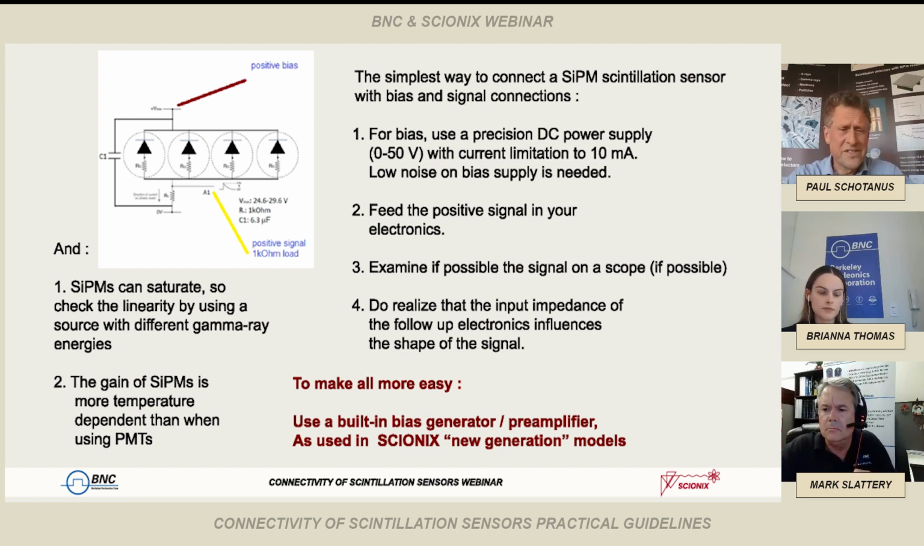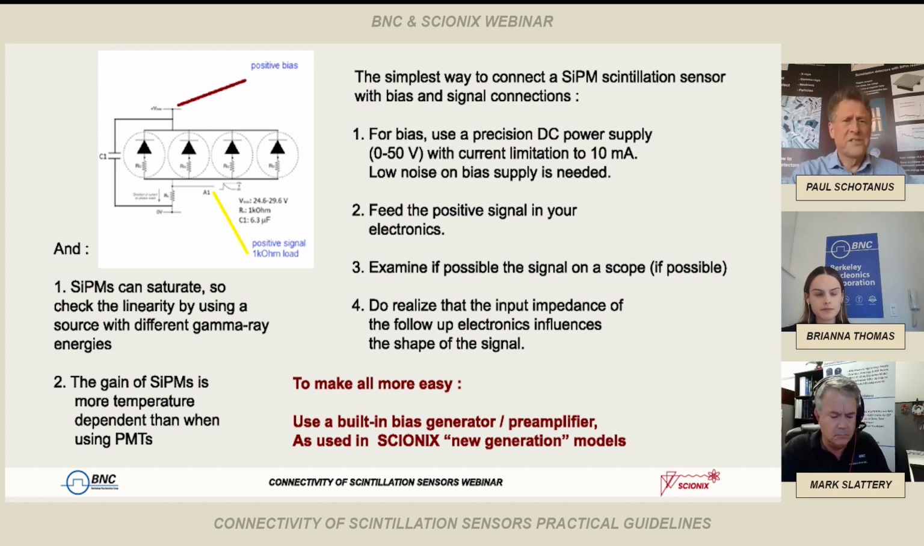You can feed the positive signal directly into your electronics. You can even feed it directly into a digitizer if you want to, because you're not punished too much because of the slow speed of the device. And if possible, look at the signal on an oscilloscope, because that gives you a lot of information on how your sensor is operating.